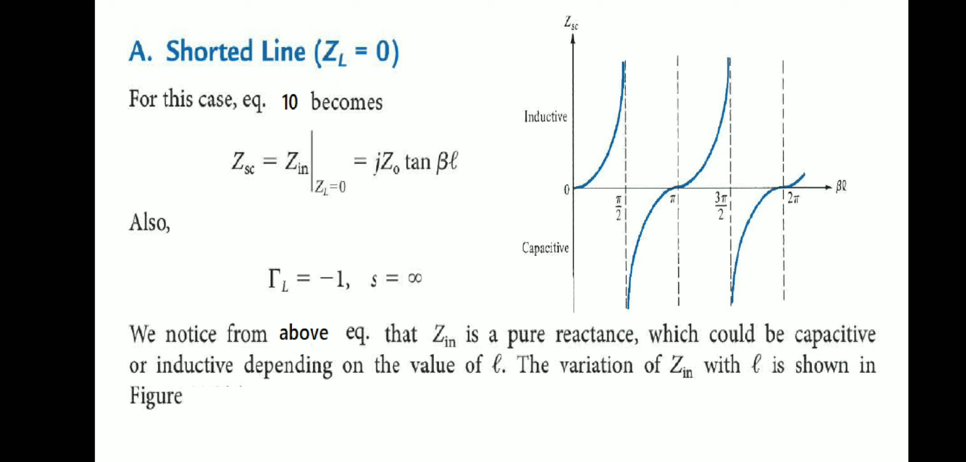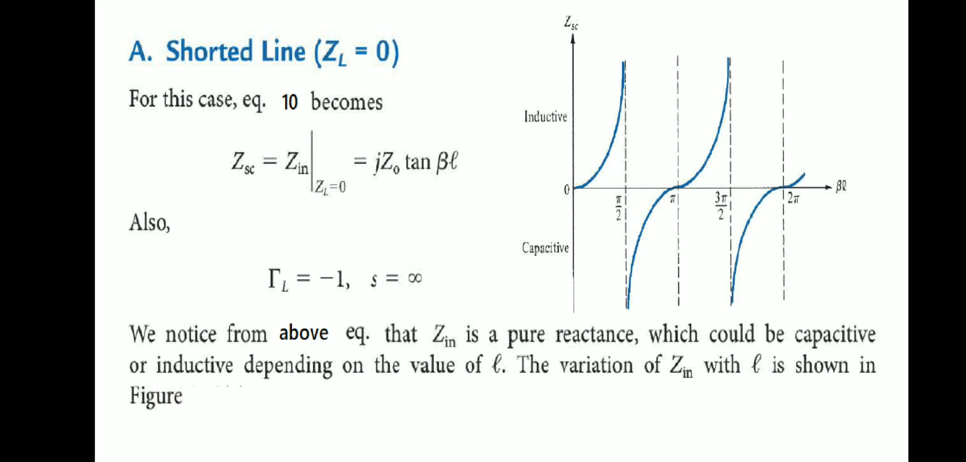And for a shorted line, remember the reflection coefficient is -1 and the VSWR, that thing we will study later, the VSWR should be infinity. So Zin is a pure reactance. So it is j Z0 tan beta L. So the j term is a reactance term which could be capacitive or inductive depending on the value of L.